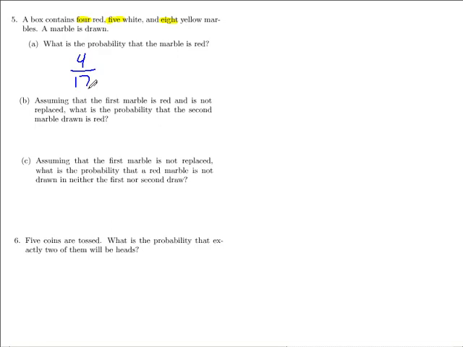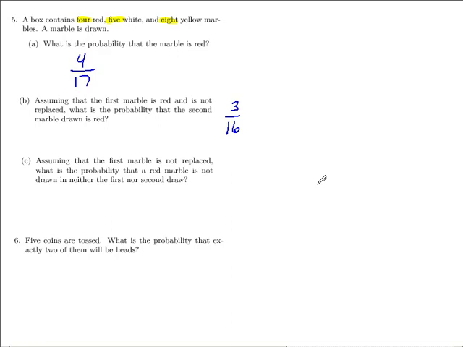Part B. Assuming the first marble is red and is not replaced. Okay, that means we now have 3 reds left. What's the probability the second marble drawn is red? Well, there's 3 reds left. The first one wasn't replaced, so now there are only 16 marbles in the bag.